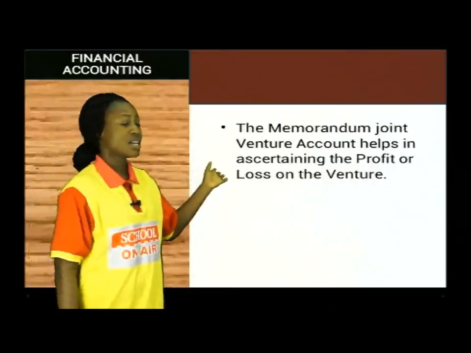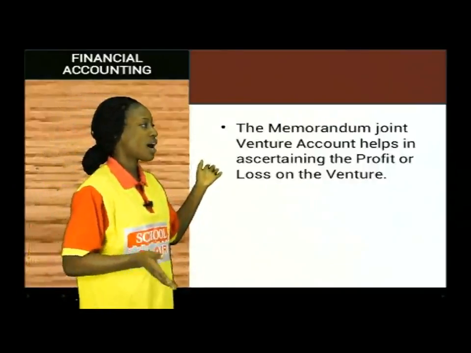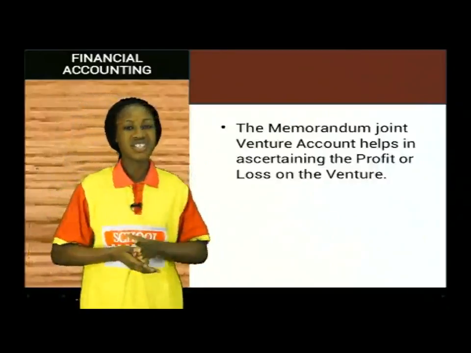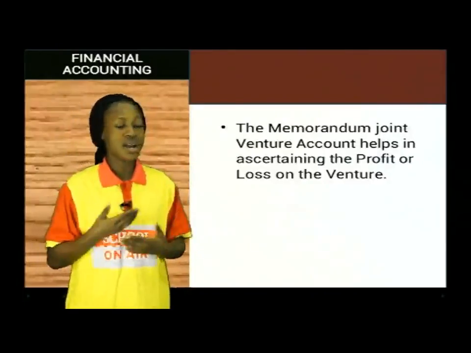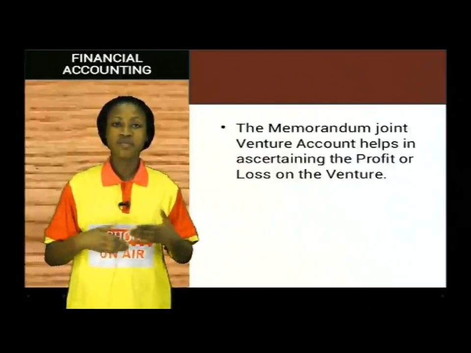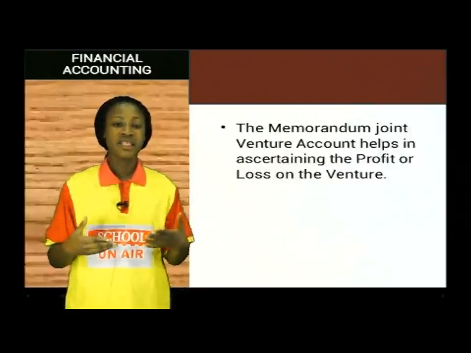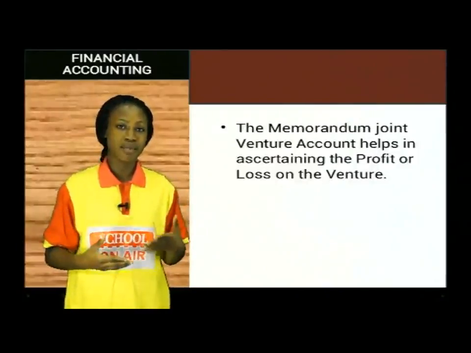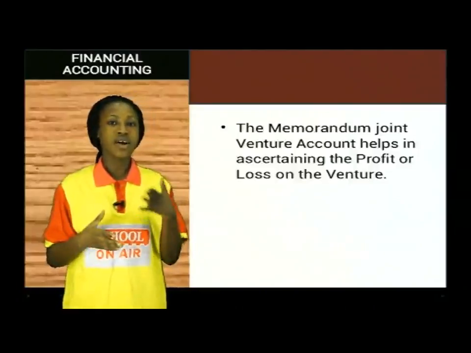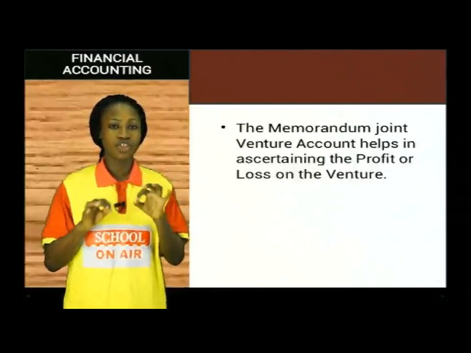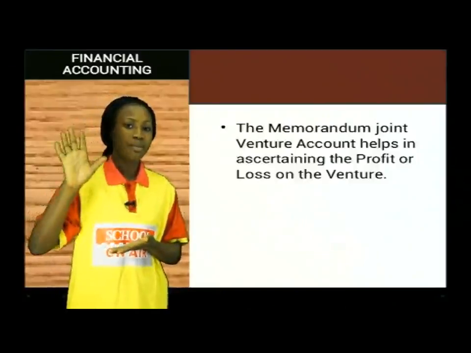This is what I've said. The memorandum joint venture account helps in ascertaining the profit or loss on the venture. It is under this memorandum account that the venturers, the two of them or the three of them, whatever we have, will ascertain if they're making a profit or a loss. And under this memorandum account, their profits will be shared based on the agreed proportion.